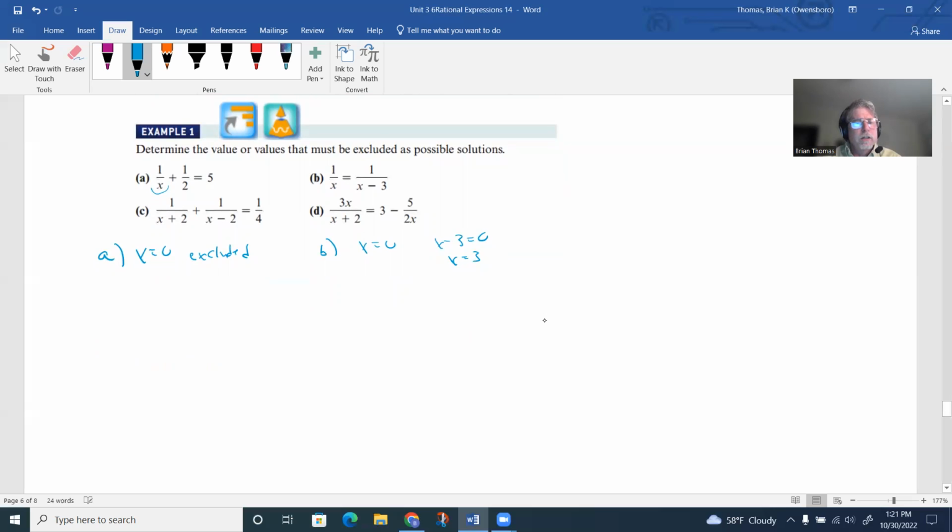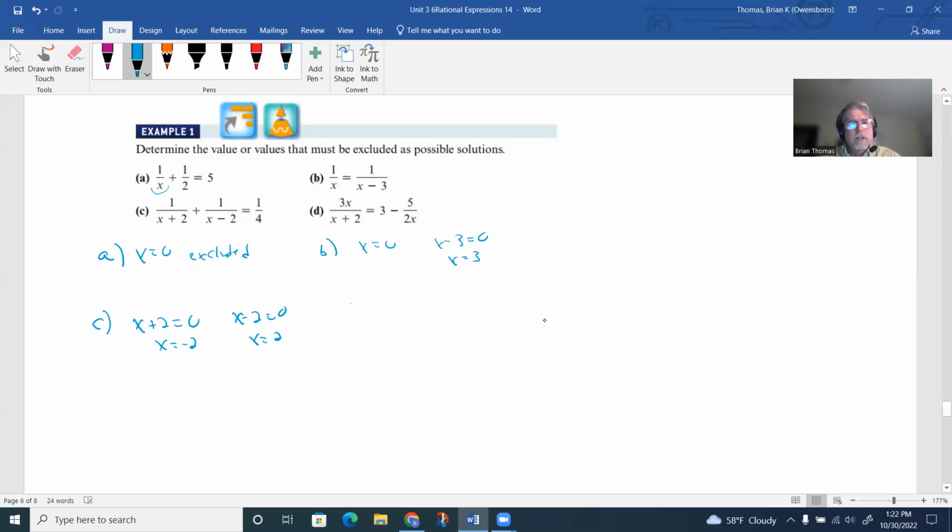So look at C. Notice how we have this x plus 2. We want to set x plus 2 equal to 0. We don't have to set 4 equal to 0 because 4 will never be 0. 4 is a constant. But remember, a variable can change. So what can you add to a 2 and get 0? Well, that would be a negative 2. That would create the denominator being 0. What can you subtract 2 from to get 0? That would be x equals 2. So we would have to exclude those two values in that rational equation.